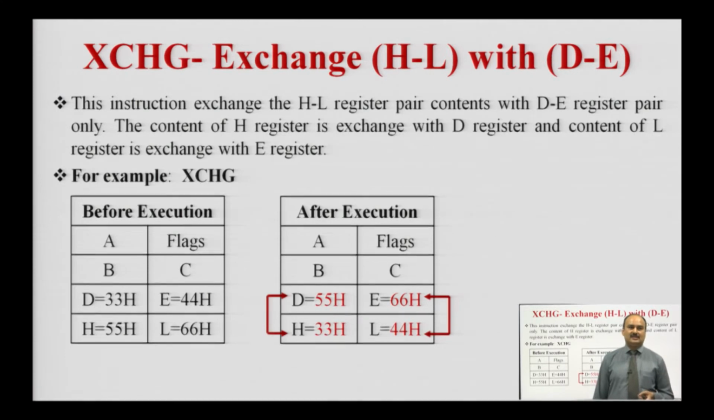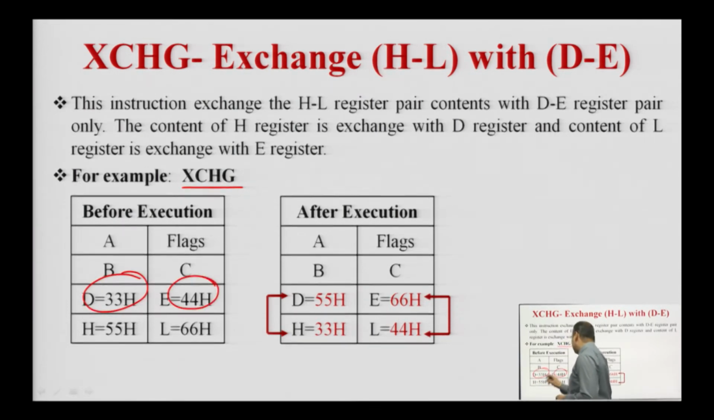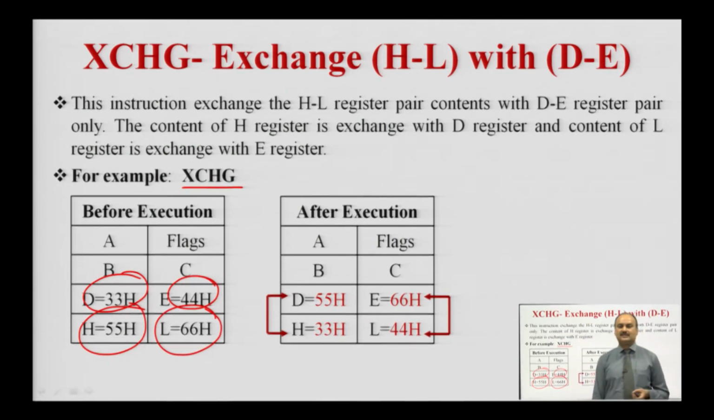Next instruction is XCHG instruction. This instruction will exchange the content of HL and DE register pair. Before the execution of this instruction XCHG, the content of D and E registers are 33H and 44H, and the content of H and L registers are 55H and 66H. This is the case before the execution of XCHG instruction. After the execution of XCHG instruction, the contents of HL register pair are exchanged with the content of DE register pair.